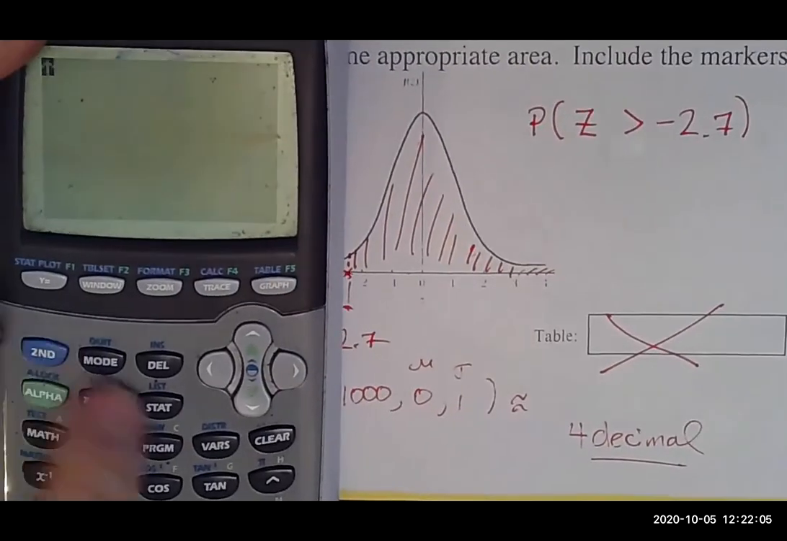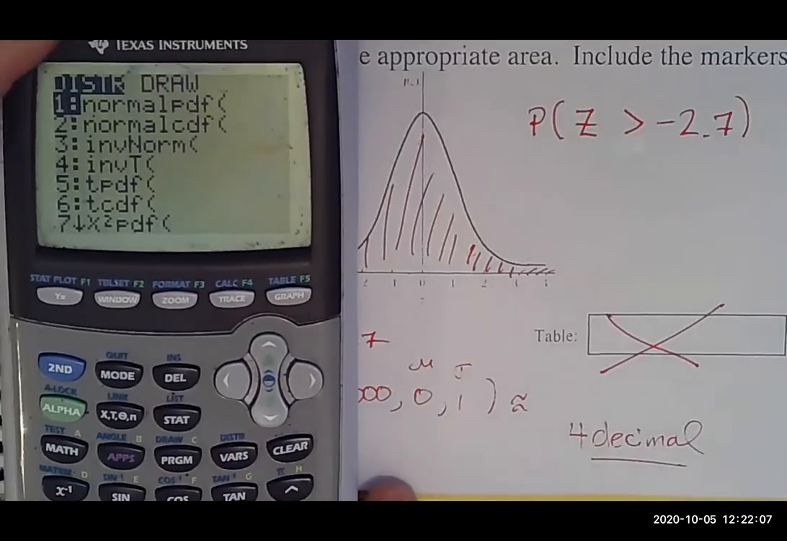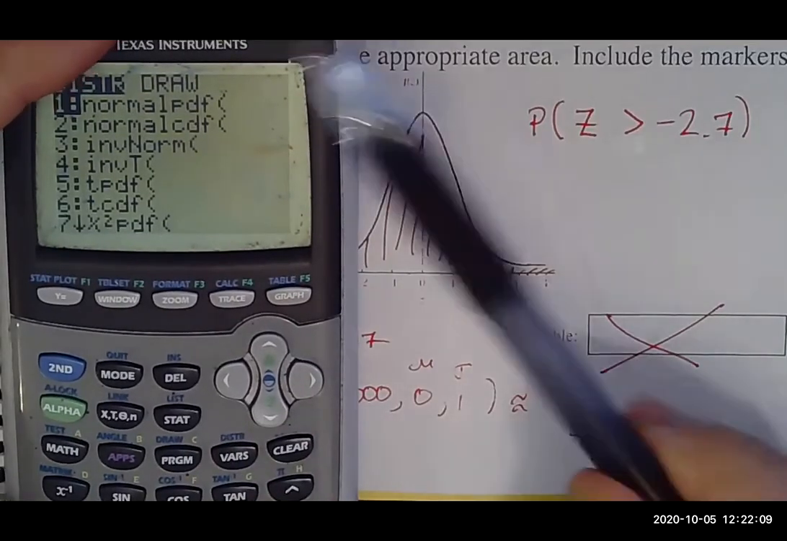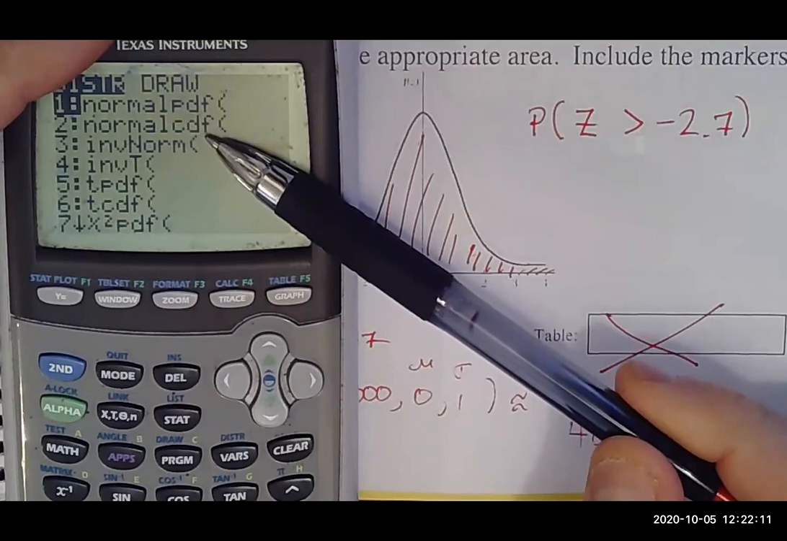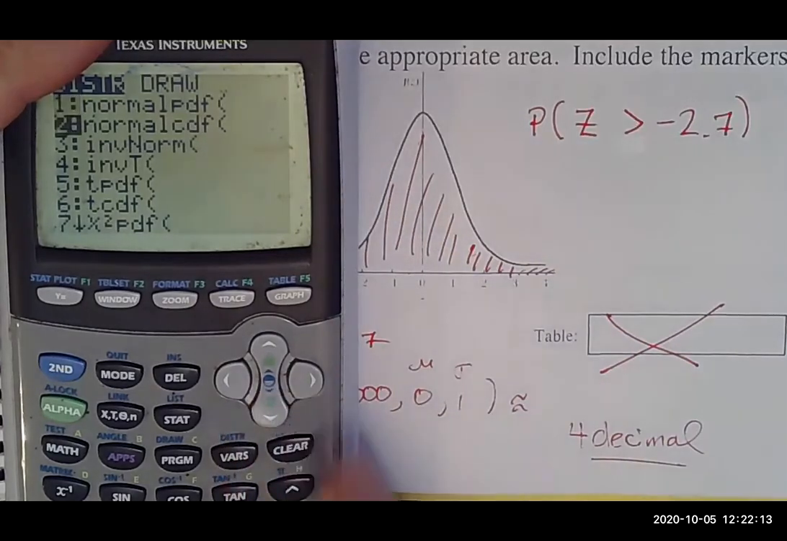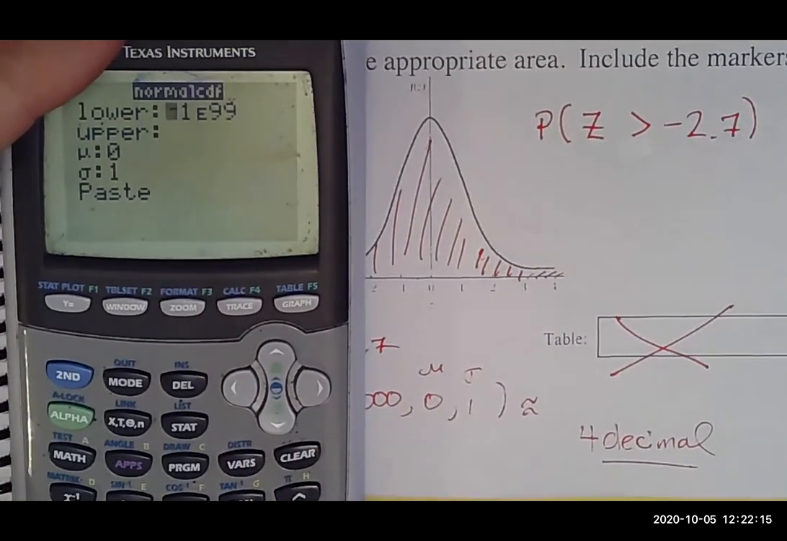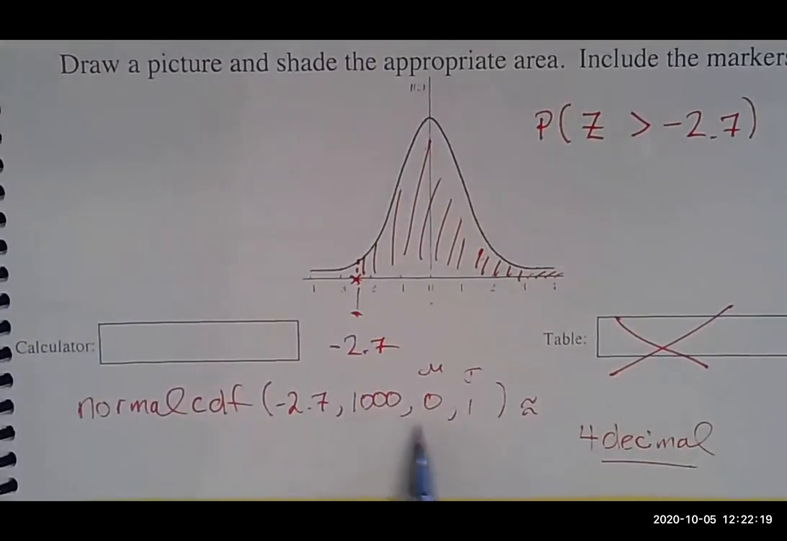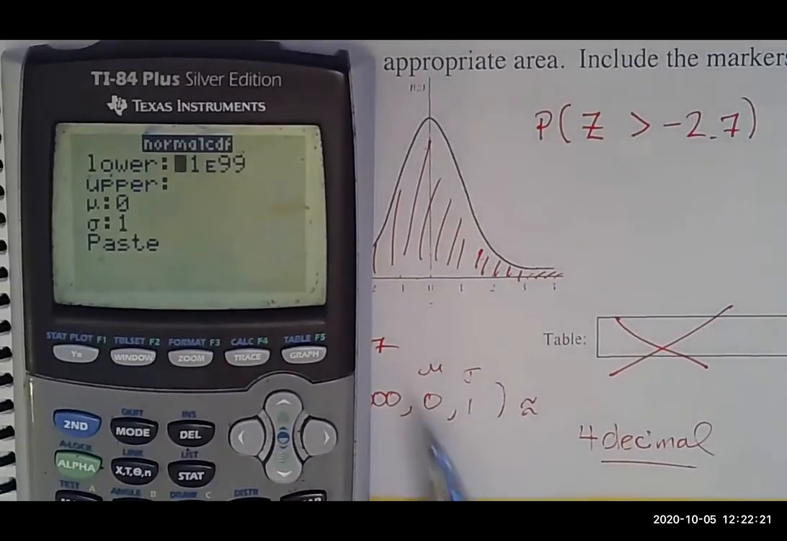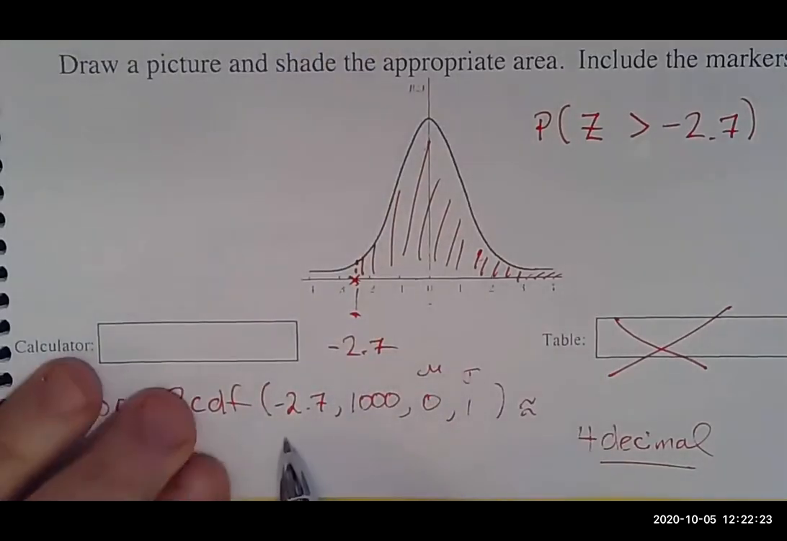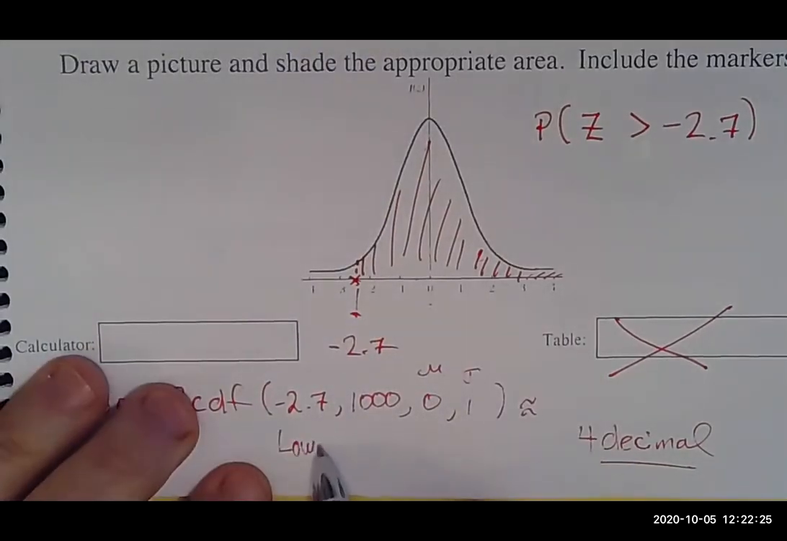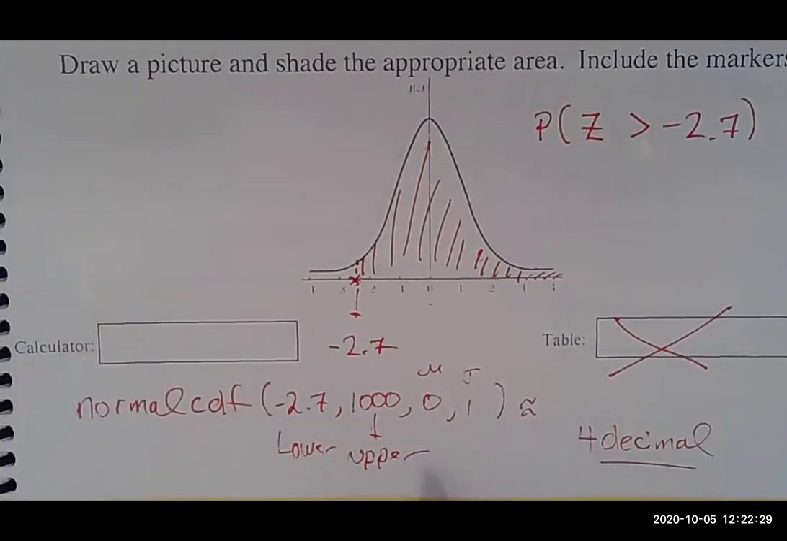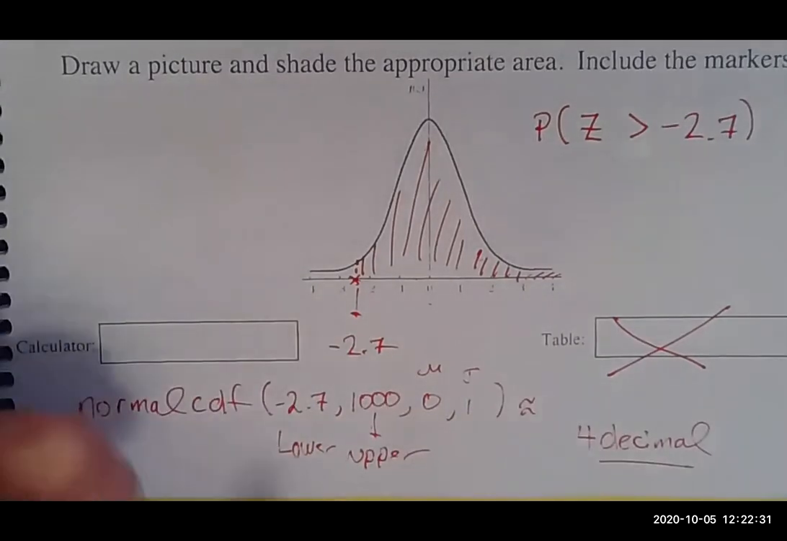So on your calculator, you go second, distribution again. Yes, it's the CDF, not the PDF. Okay, the TI-84 doesn't set it up this way. Eventually you cut and paste it. But really the lower is this, this is your lower, and this is your upper. Lower, upper.